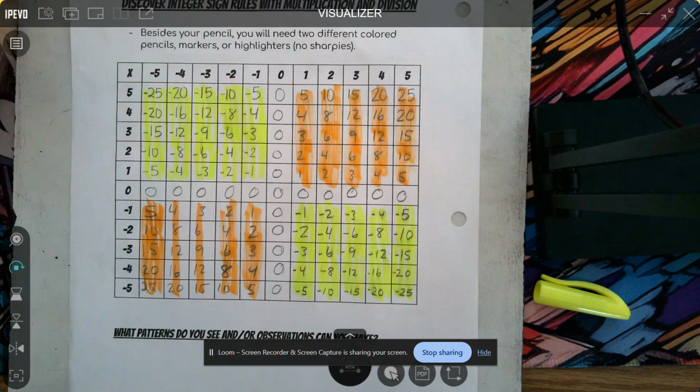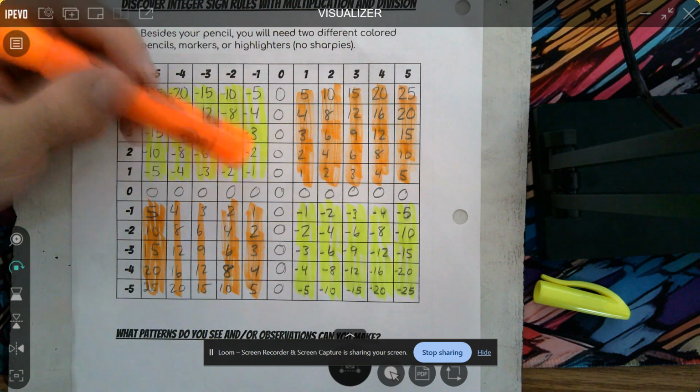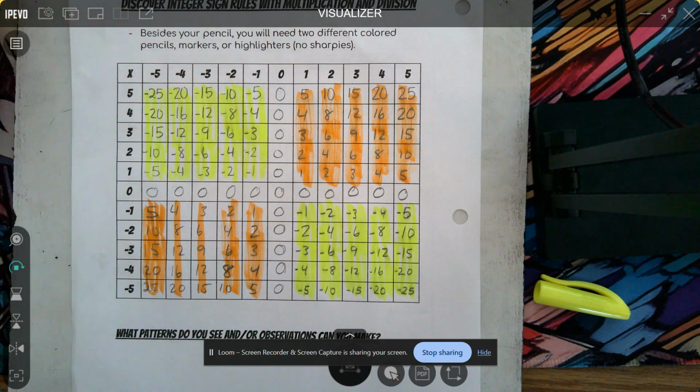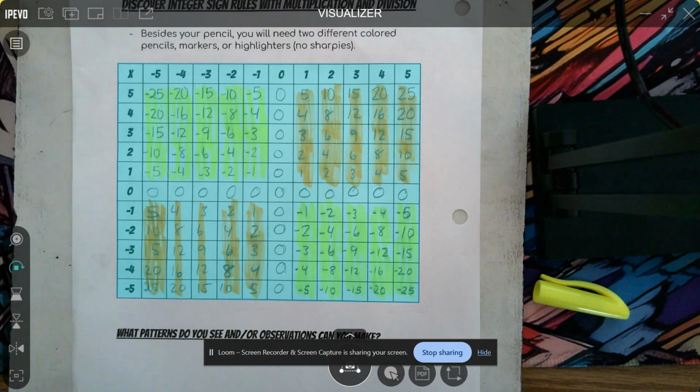So what patterns do you see? What results in positive answers versus negative answers? Go ahead and pause the video and think about what my rules are going to be for multiplying or dividing. Because we know that multiplication and division are opposites of each other, or inverses. So we can go back and forth from multiplication and division. So what are our rules? I'll give you a second to think about it. I'm going to pause the video and think about what our rules are.